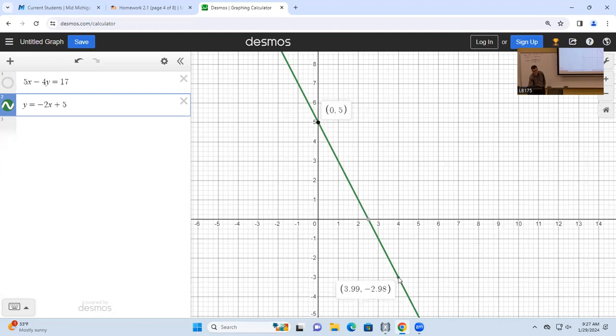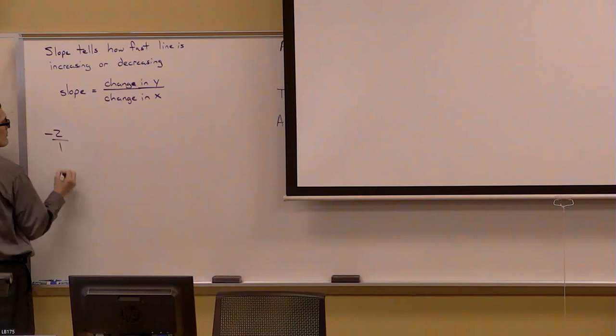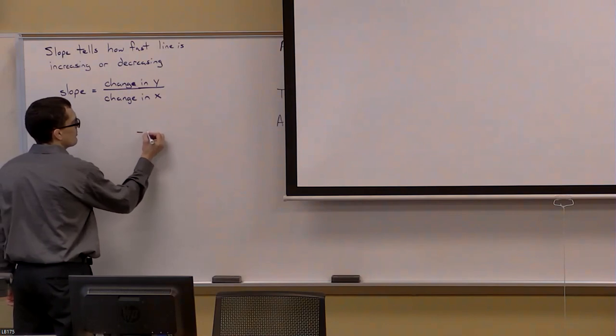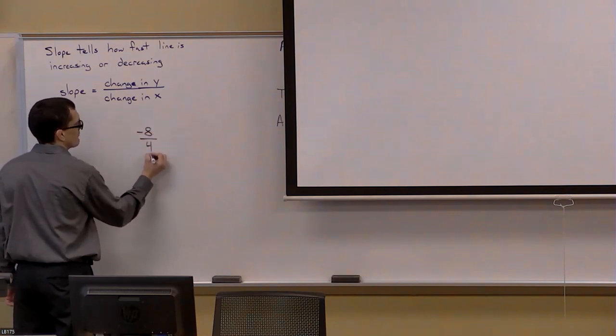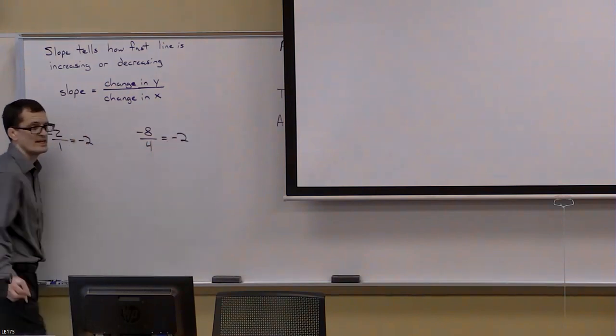That's a decrease of 8 from 5 to -3 in the y direction, and an increase of 4 in the x direction. Now, if you think about that, I said my slope the first time was -2/1. And when I chose 2 other points, it came out to -8/4. Notice that both of those reduced are going to be the exact same thing.